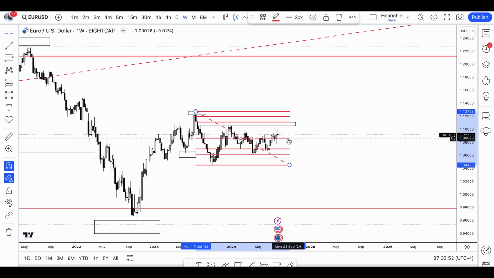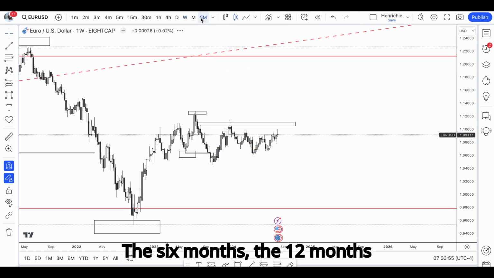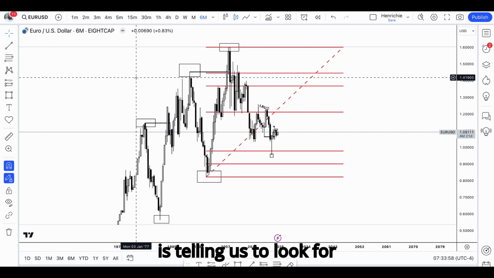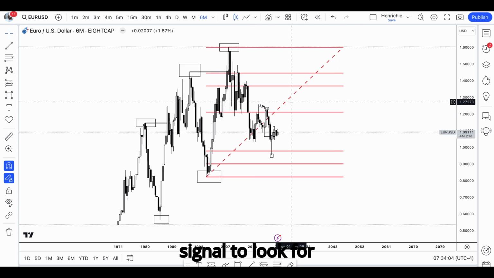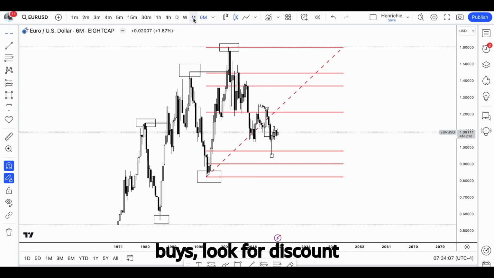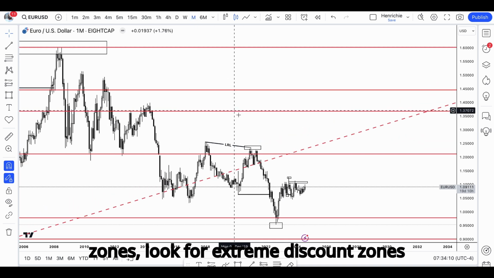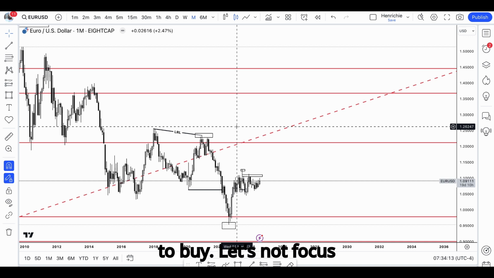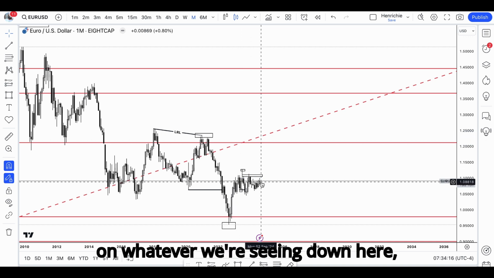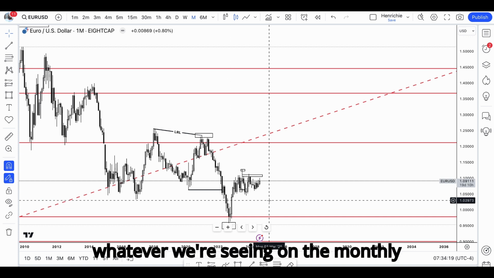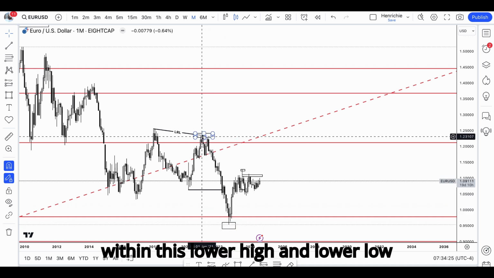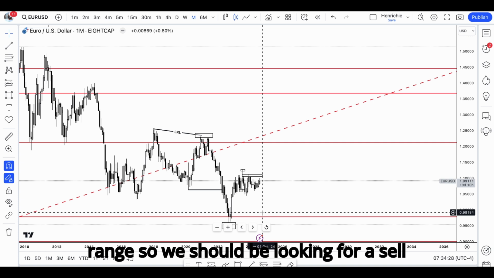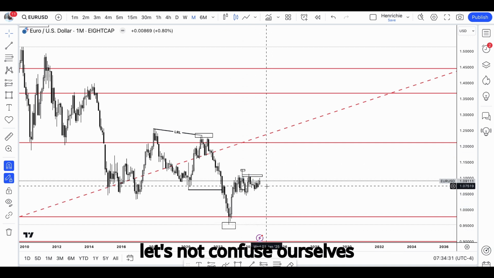And the reason is because the 6 months, the 12 months is telling us to look for buys. It's already giving us that signal to look for buys. Look for discount zones. Look for extreme discount zones to buy. Let's not focus on whatever we're seeing down here. Whatever we're seeing on the monthly, that price is showing us we're within this lower high and lower low range. So we should be looking for a sell. Let's not confuse ourselves with that.